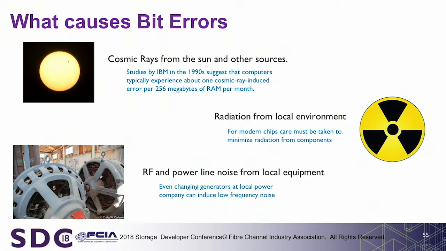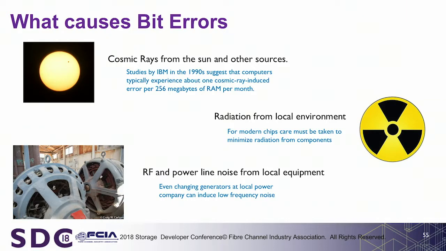I did a little bit of digging, and there's actually some research by IBM in the 90s that suggested that for any 2 to 6 megabytes of RAM, you would see one cosmic ray induced error per month. Now, of course, our memories are bigger today, and they have smaller chips, so that number may not be correct anymore. There may be a smaller chance of the memory being hit, but if it is hit by a particle, then there's a larger possibility of things taking place because the actual physical geometry is smaller.